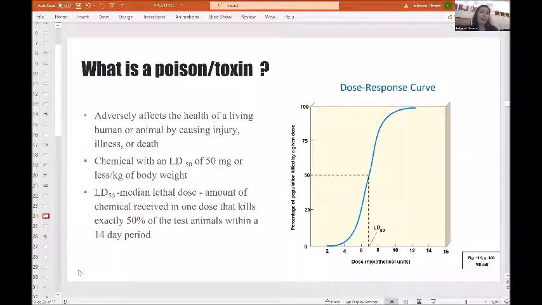So, like I said, what we're looking at for determining whether or not something poses a threat to human health, then we're going to call it a poison or a toxin. We've got to look at what it actually does to a population of organisms, because like I said, every individual is genetically diverse. So how do we experimentally determine the toxicity level of a chemical in the lab?